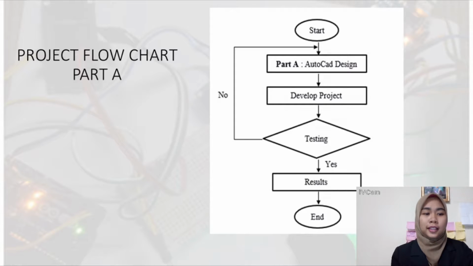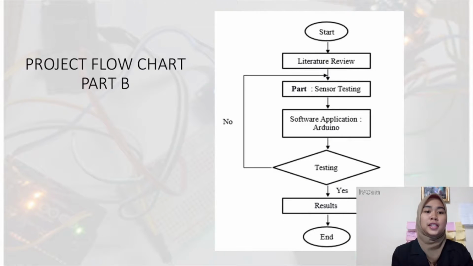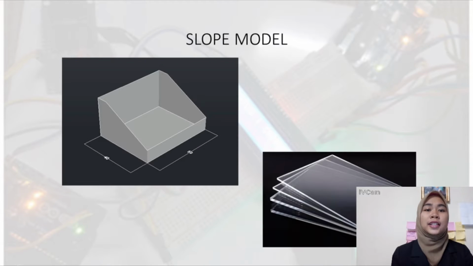Next is part B, where I start doing the literature review and make some comparisons from previous projects, and I also do the sensor testing and Arduino Uno. So the coding must be coded into the Arduino IDE. So I have tested the sensor and got the results. Here is the slope model for my project, and the material for this slope model is acrylic sheet.